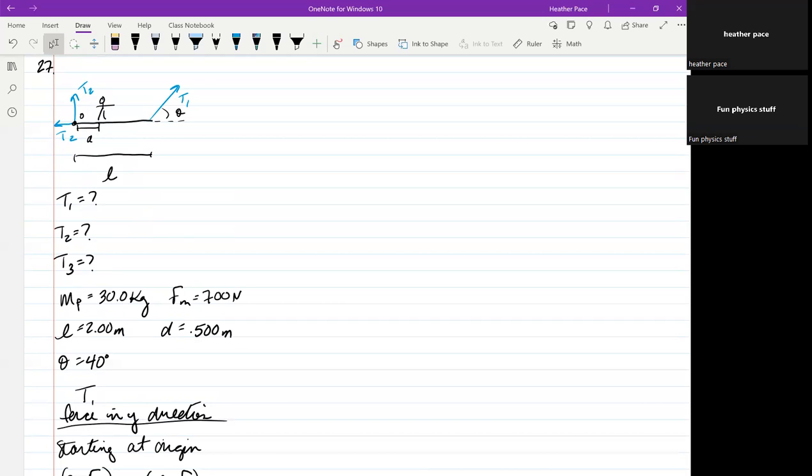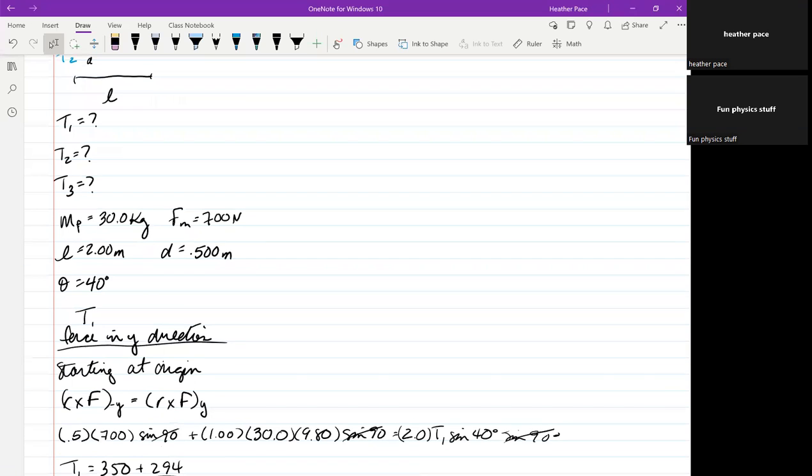We're looking for the tension, so we're looking for T1, T2, T3. We write down what we're given. We're given the mass of the plank. We're given the force of the man. We are given the length of the plank. We are given the distance that the man is from the beginning of the plank, and we are given the angle T1 makes with the horizontal.